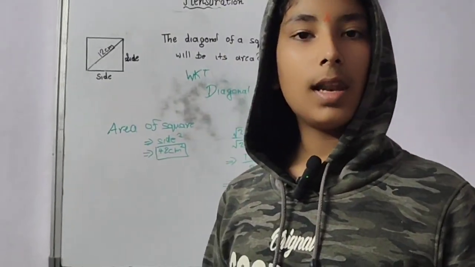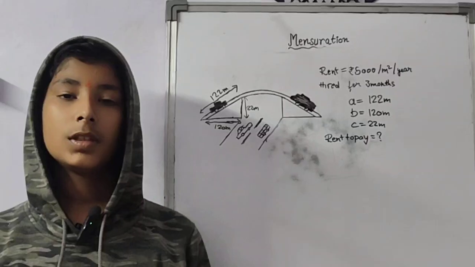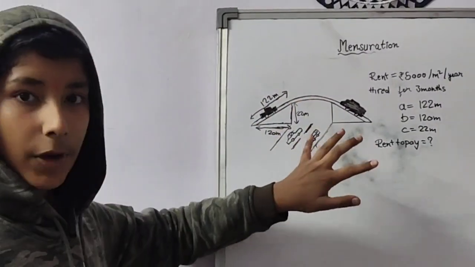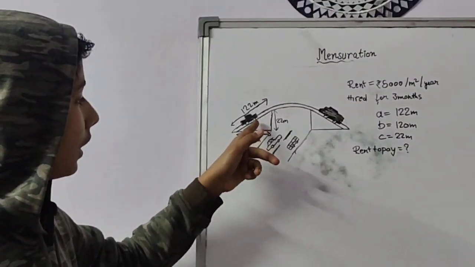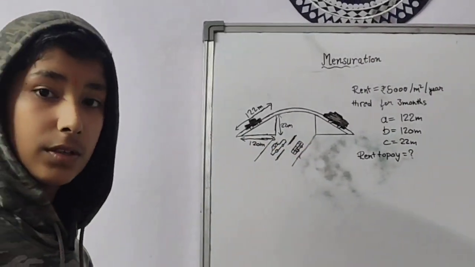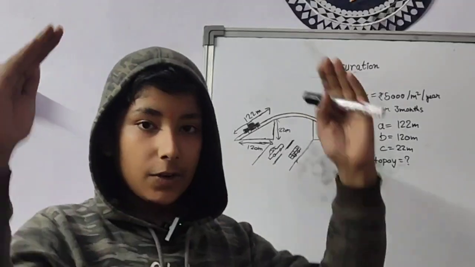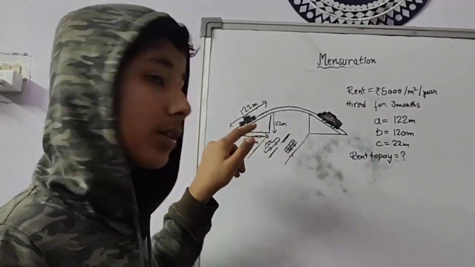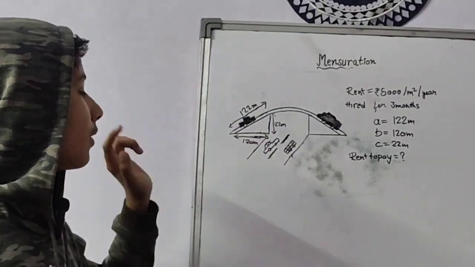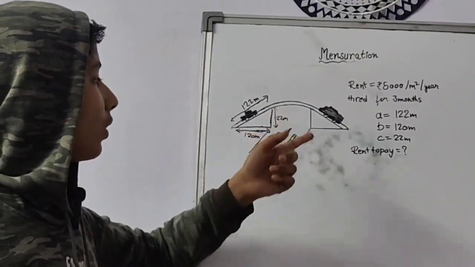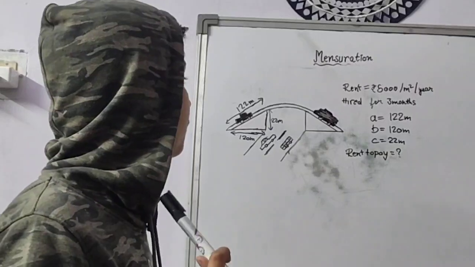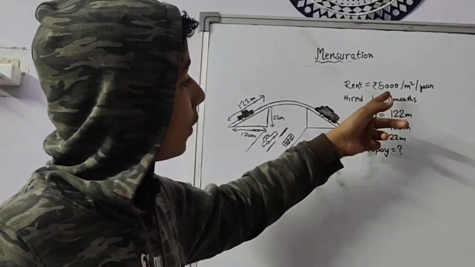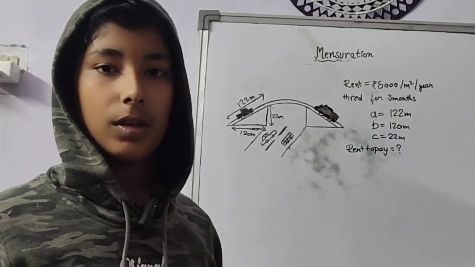Now let's come to our last but not the least question. Friends, this is our next question. In this there is a flyover, and these triangular sides of the flyover are used for advertisement by a company. A company has rented this for 3 months and its sides are 122 meter, 120 meter and 22 meter. The rent per meter square per year is rupees 5,000.